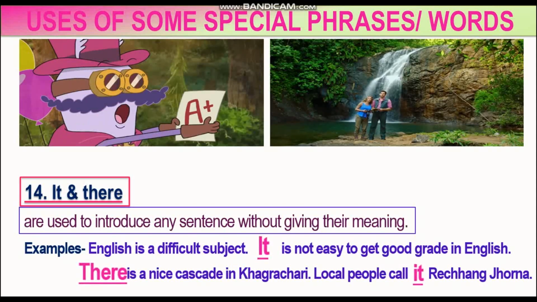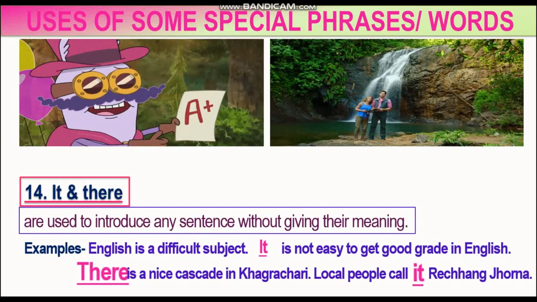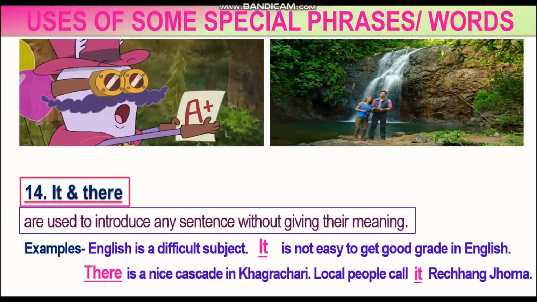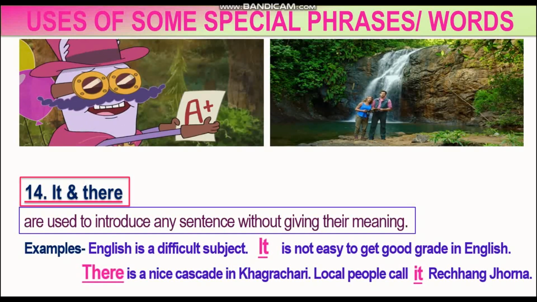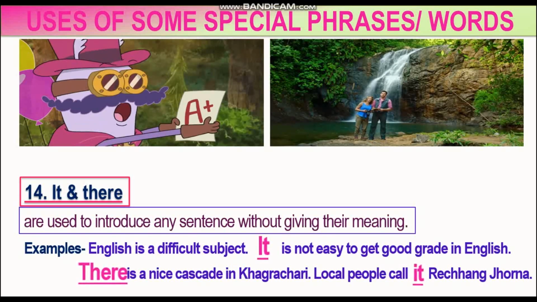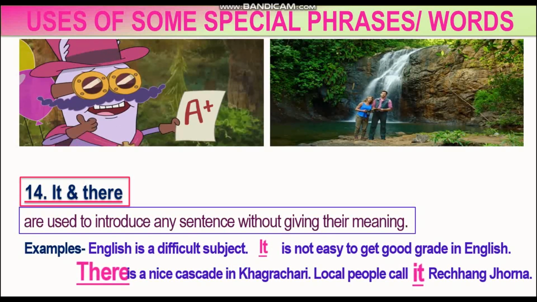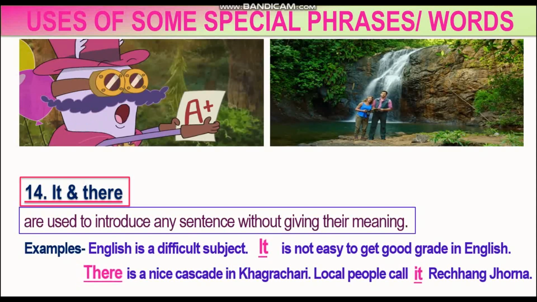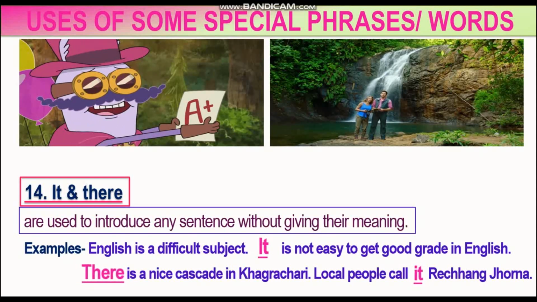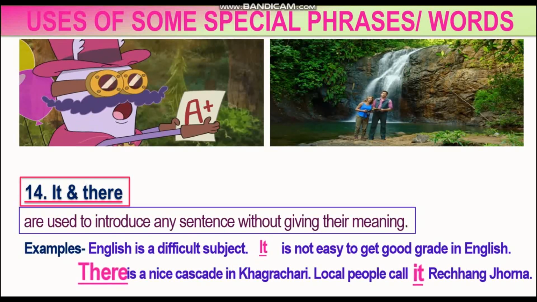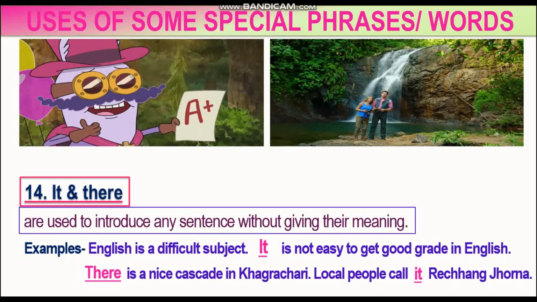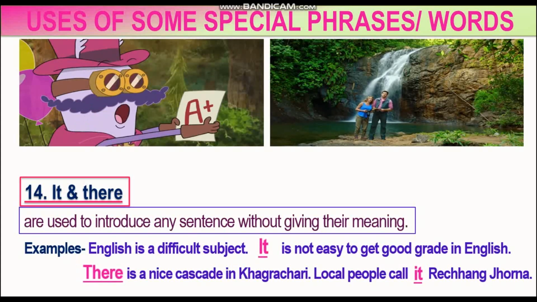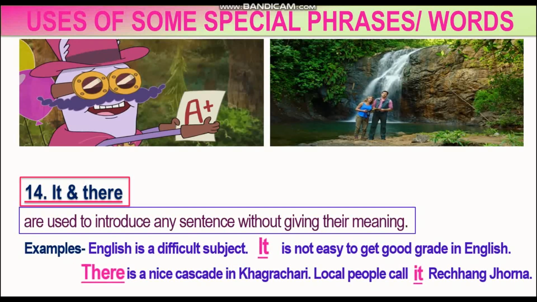In the second sentence, there is a nice cascade in Khagrachori. Local people call it Risang Jharna. Here the word there is also used as a placeholder subject without giving its meaning. But the word it here is used for a thing, I mean instead of the cascade that is previously mentioned in the sentence.